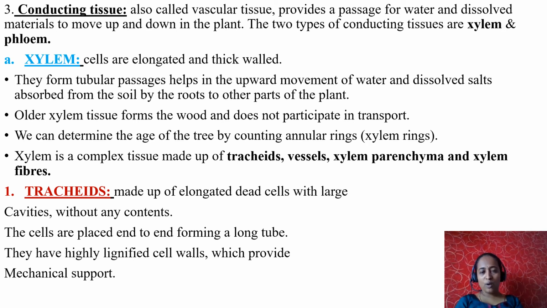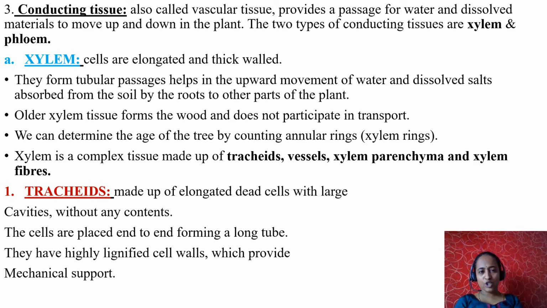Older xylem tissue forms wood. You know what is meant by wood. What exactly is wood? It is an older xylem tissue and it does not participate in transport. Wood is always dead in nature. We can determine the age of the tree by counting annular rings, that is xylem rings. Each and every year, the xylem, the dead tissue, forms a ring. So the number of annular rings is equal to the age of a tree. So you can determine the age of a tree by counting these annular rings.